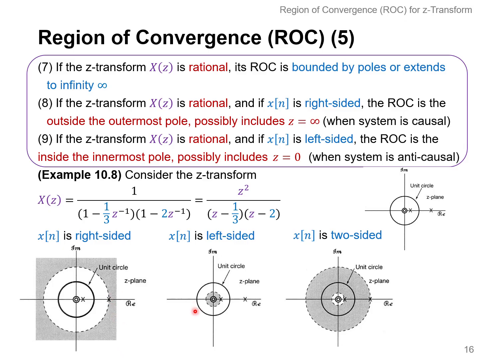If the signal is left-sided, the ROC is inside the inner pole. So the ROC is the region where the magnitude of Z is less than 1/3. The shaded area covers the inside of the circle through the pole at 1/3. If the signal is two-sided, the ROC lies between the two poles. The shaded region forms a ring between the circles at 1/3 and at 2.